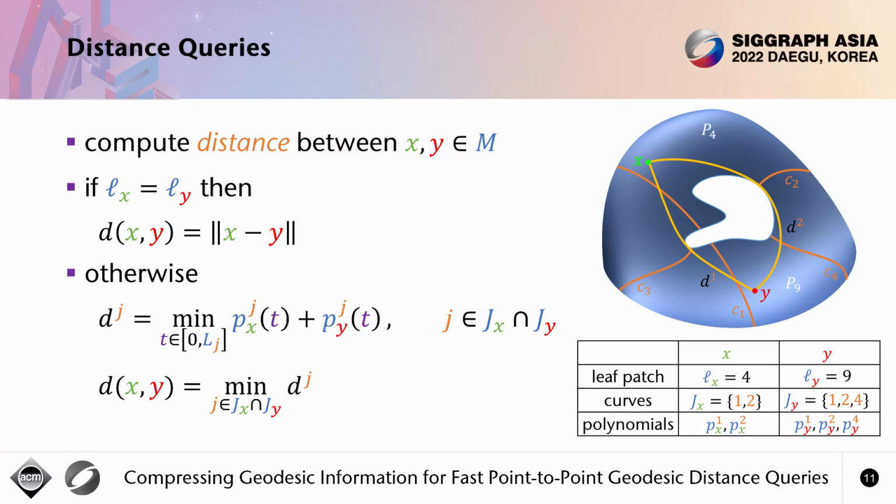So in the worst case, this algorithm runs in m log n time, where m is a constant, the maximum degree of polynomials we use for the approximation, and log n is again the height of the bisection tree, which corresponds to the maximum number of separator curves that X and Y can have in common.